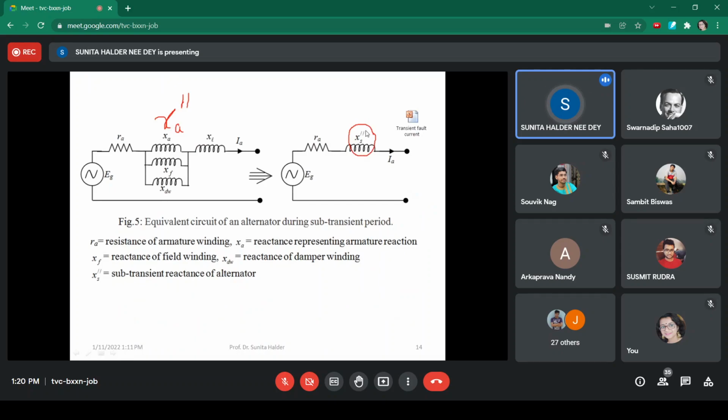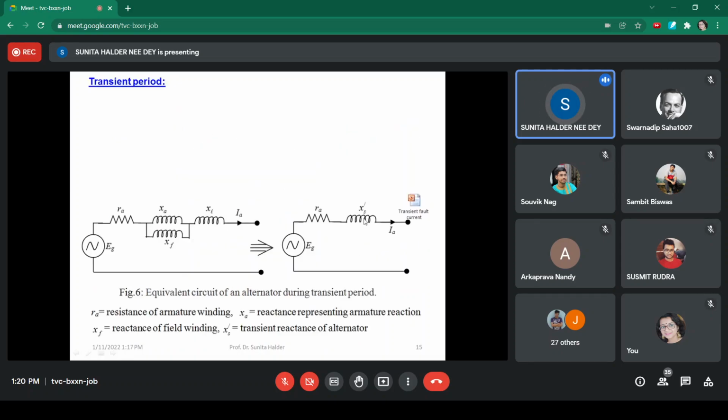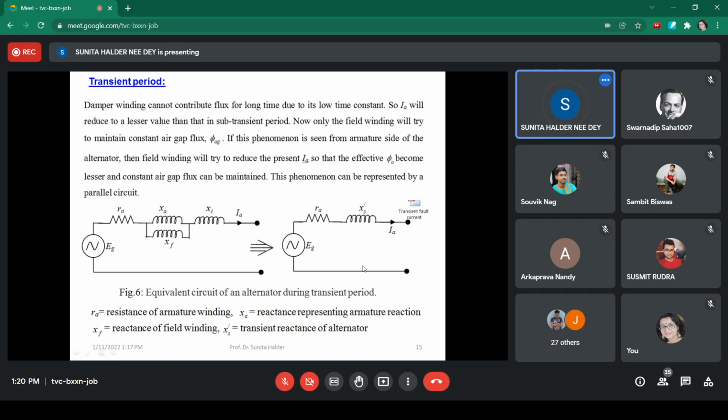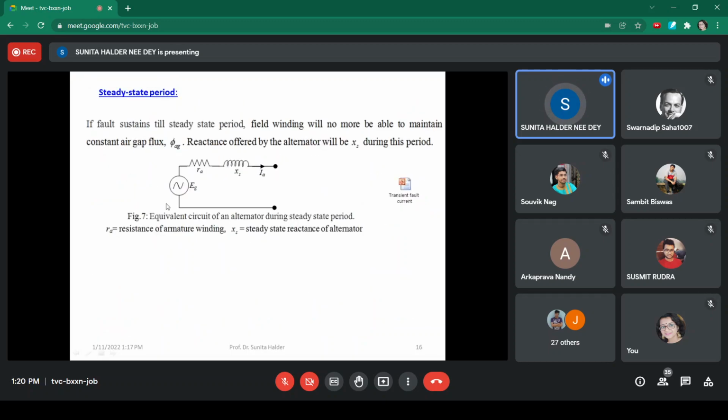Obviously this XS double dash will be the minimum value, then XS dash. And obviously in the field winding, the constant DC current is supplied from the field part, so it will have no capacity to maintain the air gap flux without further increment in DC current. But that increment will not be there, because during fault condition, that control will not be provided. So in that condition, the field winding will be unable to maintain the air gap flux. Then what will happen? The armature current will dominate. So during steady state, the alternator will behave as in its normal operating condition.